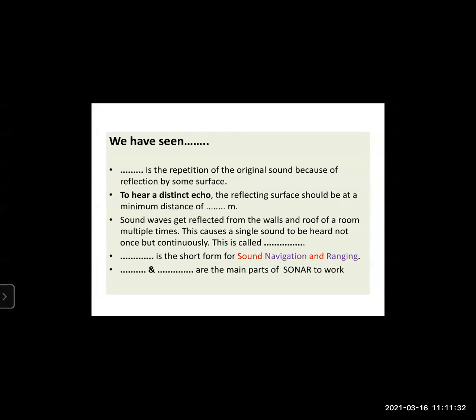Which object is this? With the help of sonar, what is the use of sonar? Sonar is used to determine the depth of the sea, and to determine the direction, distance, and speed of an underwater object.